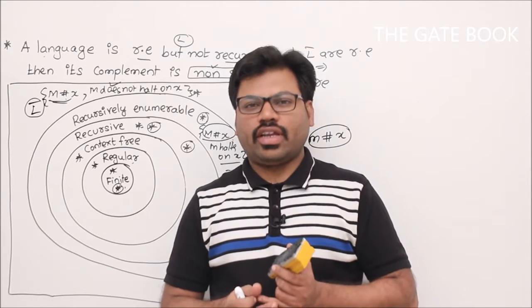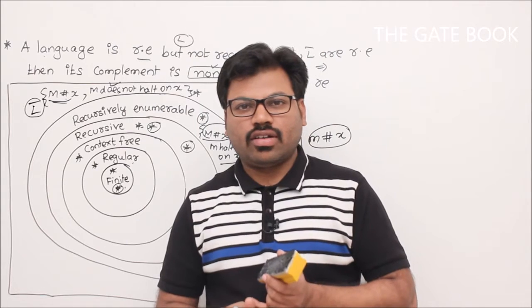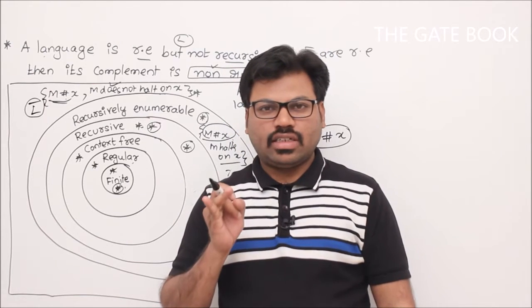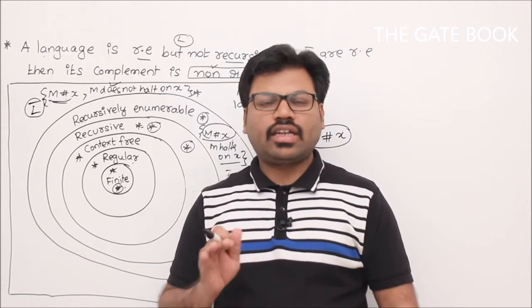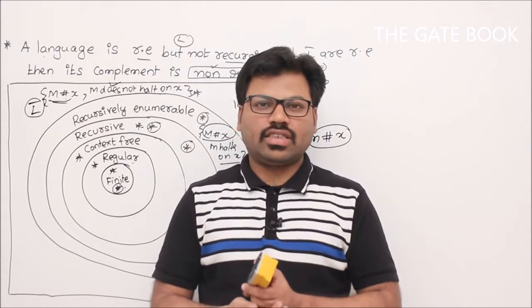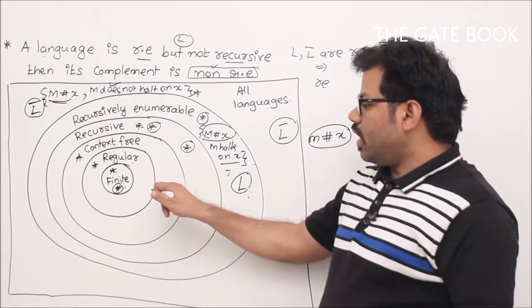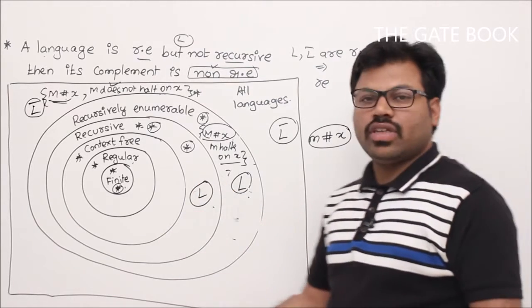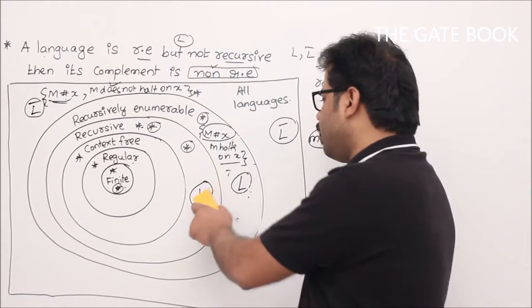See how to answer this kind of question. Let's say they gave you a recursive language, and they ask what is L bar? Is it recursive? Is it recursively enumerable but not recursive? Or is it regular? That kind of question they ask. Then we can easily answer. For example, there is a language L which is recursive. Then what is L bar? We know that whenever a language is recursive, its complement is recursive. In that way we can find out.